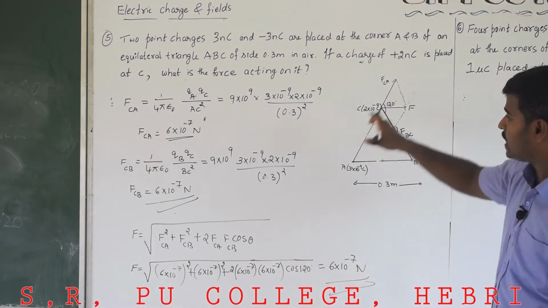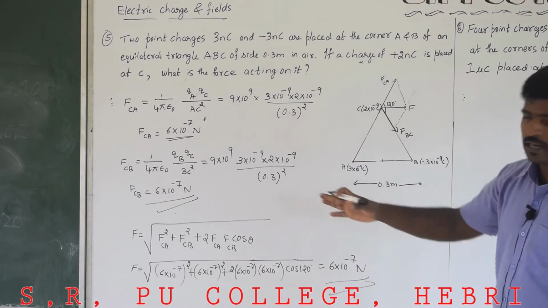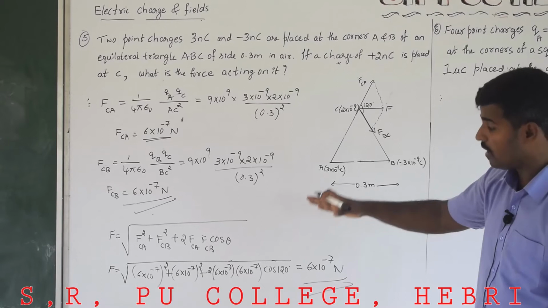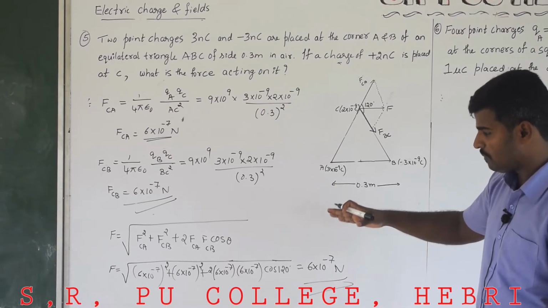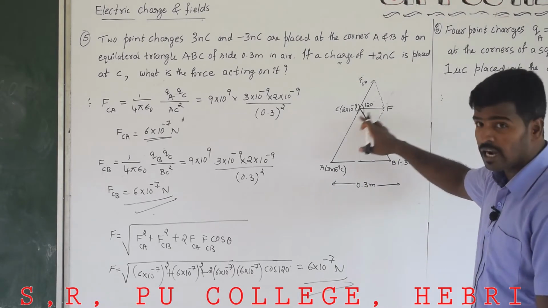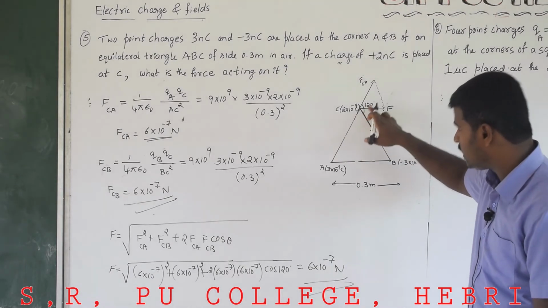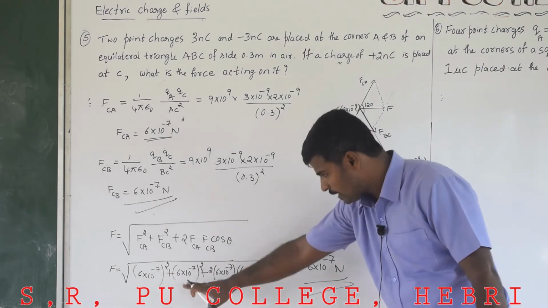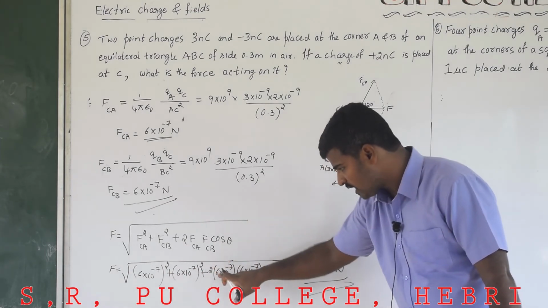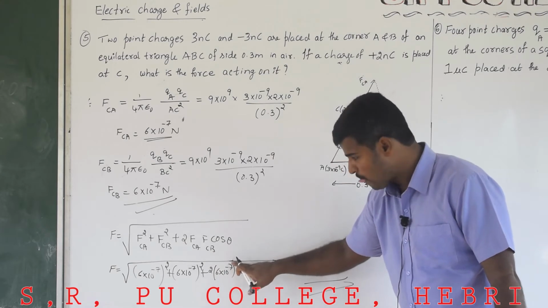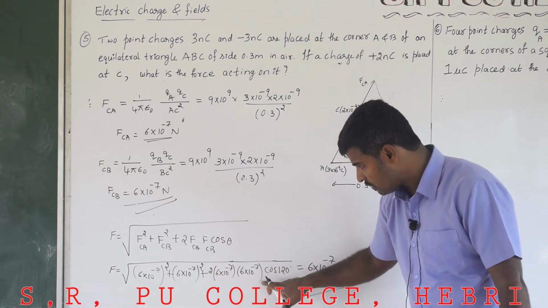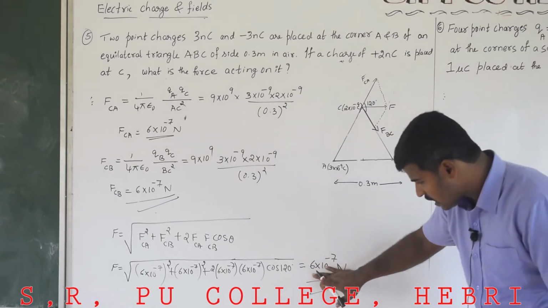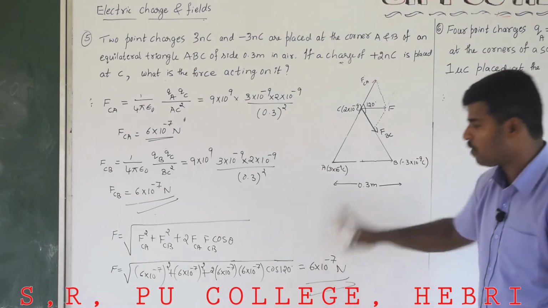Then the resultant force at the point C is given by the resultant relation, which you have already studied. F is equal to the root of FCA square plus FCB square plus 2 FCA FCB cos theta. Since it is an equilateral triangle, the angle between the forces is 120 degree. Substitute the FCA value and the FCB value. 2 times FCA will be 6 into 10 raised to the power minus 7, FCB will be 6 into 10 raised to the power minus 7, and theta will be 120 degree, therefore cos 120. Therefore we get the answer as 6 into 10 raised to the power minus 7 Newton.